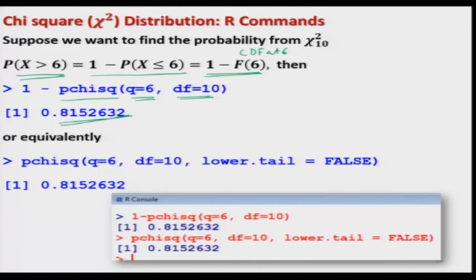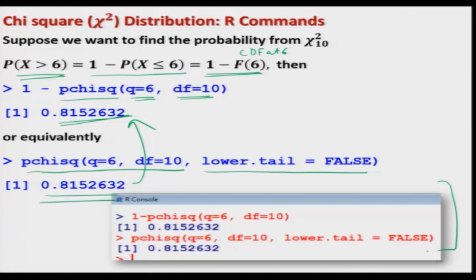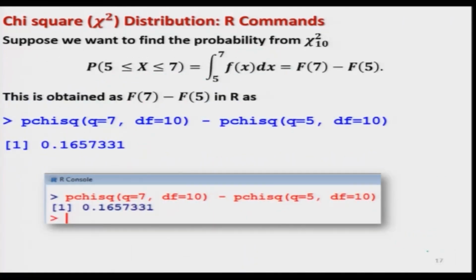And if you do not want to use this idea of 1 minus CDF, then you can directly use the option lower.tail equal to FALSE, and you write the same thing, pchisq, q equal to 6 and df equal to 10, and it will give you this value 0.8152632, exactly the same as you obtained earlier, right. And this is here the screenshot. I will try to show it to you on the R console also.